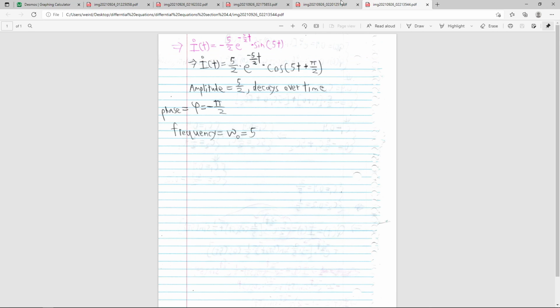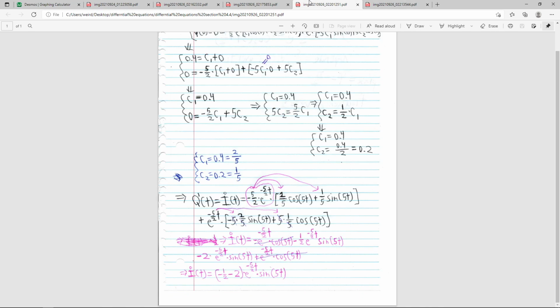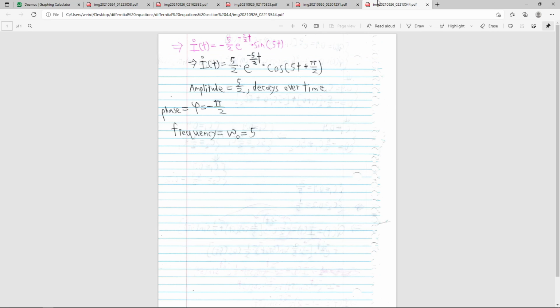Then in the end, I at t equals negative 5 halves, because negative 1 half minus 2 is just negative 5 halves, times e to the negative 5 halves t times sine of 5t. We can convert this into a cosine term by switching to the amplitude value and making it cosine. To the 5t, we add pi halves, and we switch the sign of the amplitude value, from negative to positive in this case. Everything else can stay the same.